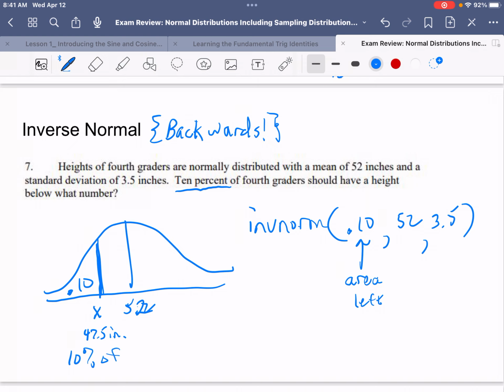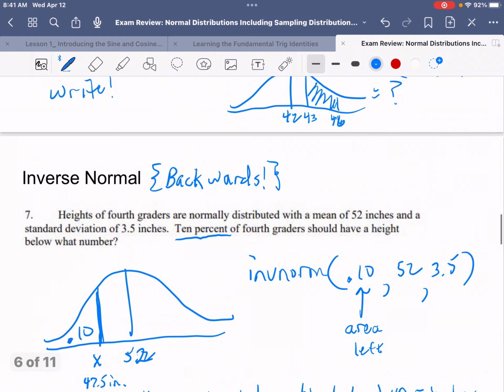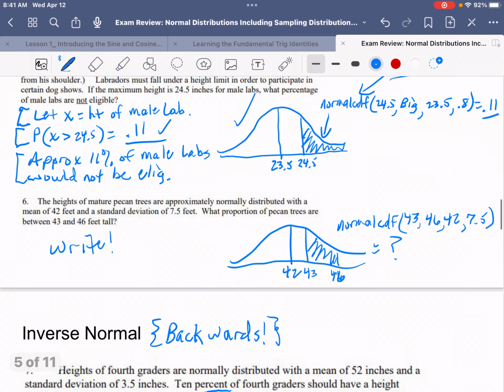10% of fourth graders should have a height below 47.5 inches. Oh, and by the way, I've neglected in this video to remind you the importance of, even if you draw a normal curve, make sure your normal curve has a title.